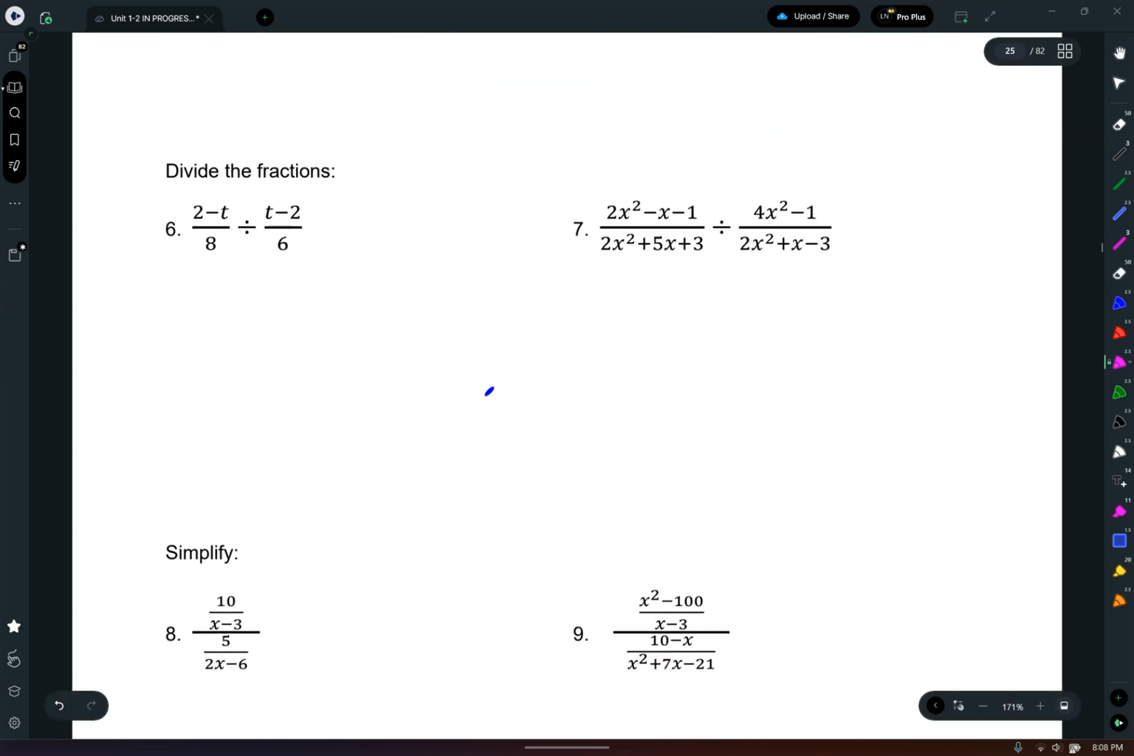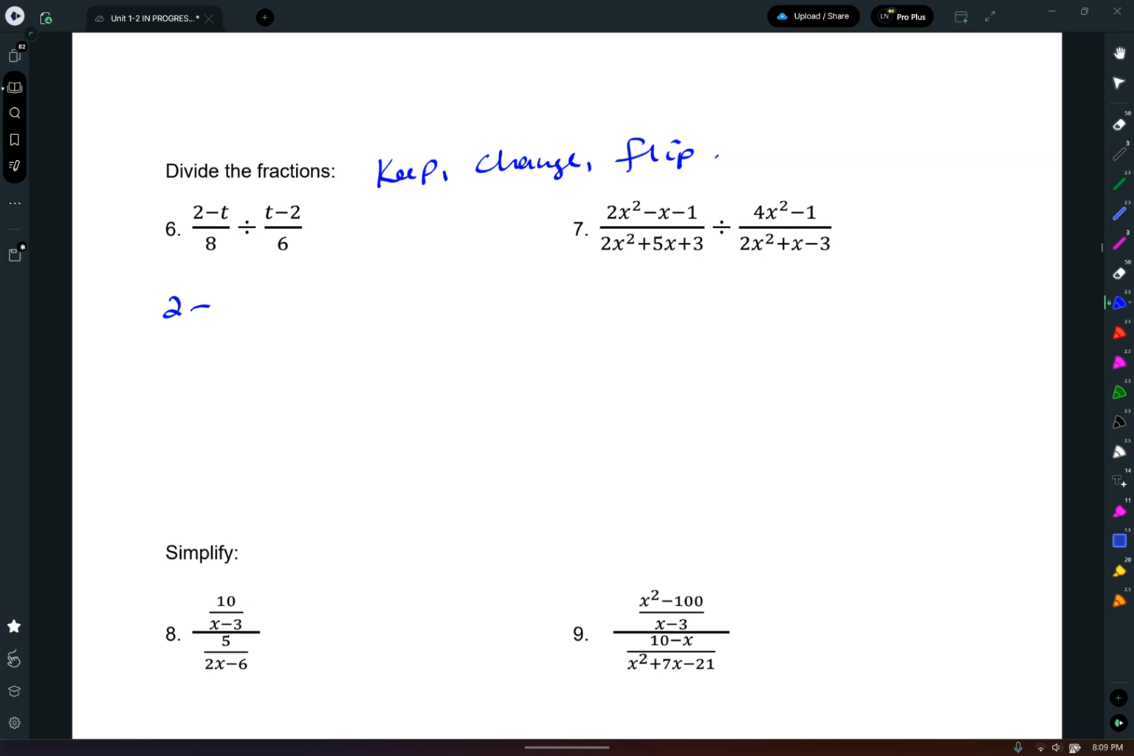Okay, how do you divide fractions? Well, I know you know this from your, again, I don't remember, 4th, 5th grade days. In order to divide fractions, isn't that the thing where you do the keep, change, flip, right? So you keep the first fraction, you change it to multiplication, and you flip the second fraction.